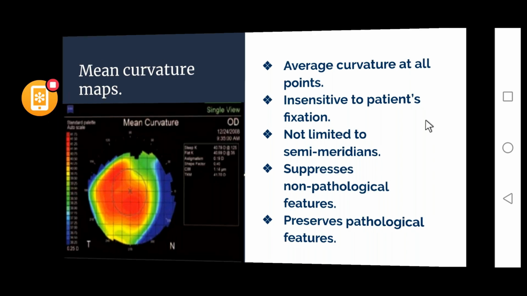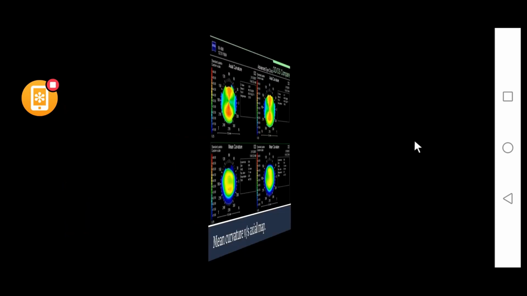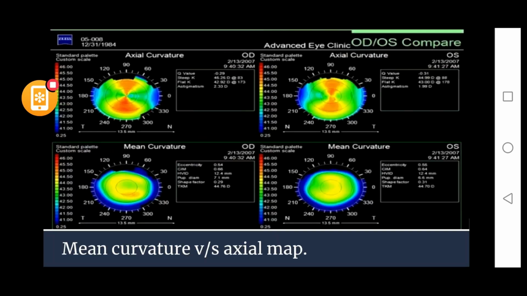Now, let's look at the comparison between the mean curvature and the axial curvature maps. As you can see over here, this is a vertical dumbbell with a symmetrical bow tie pattern. But this is the same eye, the same cornea. This one is showing more of the astigmatism part, but the mean curvature map will not show you the astigmatism part; it will show you the dioptric values of each and every region.